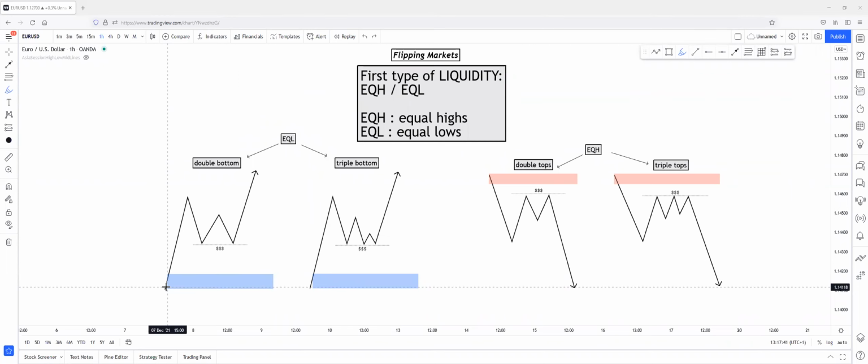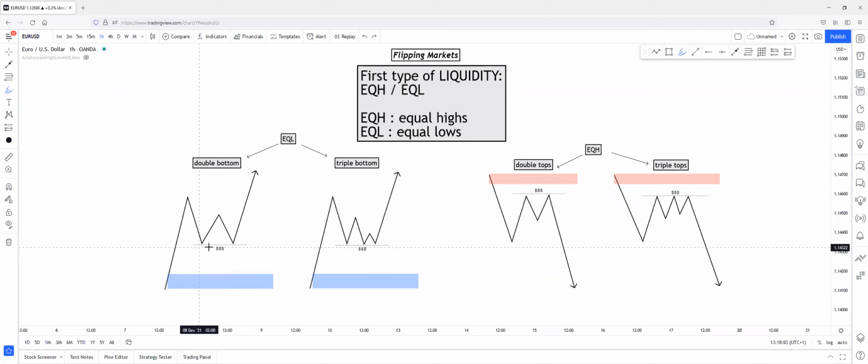In the first example, price is moving in an uptrend, creating a series of higher highs and higher lows. After the first high has been created, price did a pullback, but didn't tap into a demand zone. Instead of tapping into a demand zone, it created a low. And after the low has been created, it couldn't break above the last high, and it created another pullback.